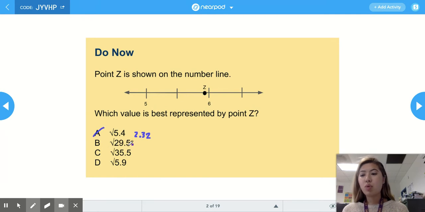The square root of 29.5 is about 5.43. So 5.43 is in between 5 and 6. The square root of 35.5 is 5.96. The square root of 5.9 is 2.43, so it's for sure not going to be D because 2.43 is not in between 5 and 6. And then we have 5.43 and 5.96. So we can see that Z is closer to the 6. So our answer is going to be C. Square root of 35.5 is represented by Z on this number line.